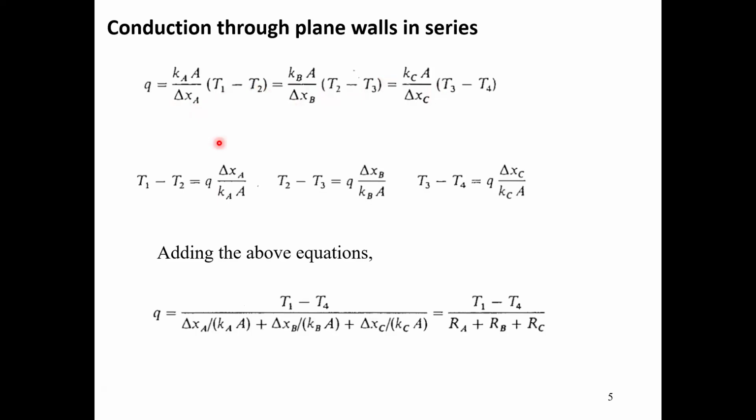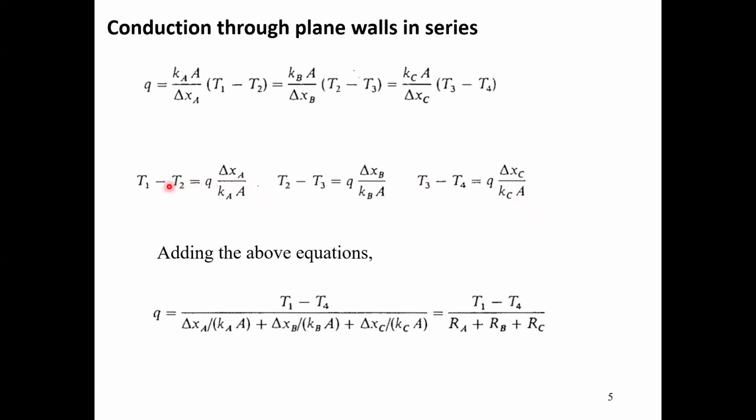So the above equation can be rearranged to the equation shown over here. You have T1 minus T2 on one side, and you take this whole term to the other side. So you rearrange it and you get three equations. Now let's sum up all these three equations.